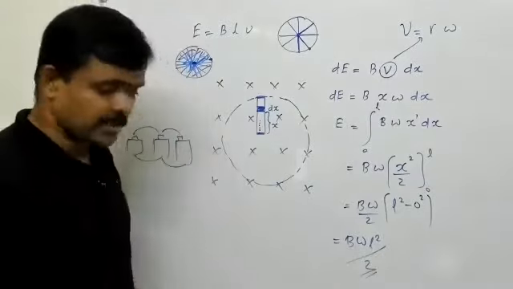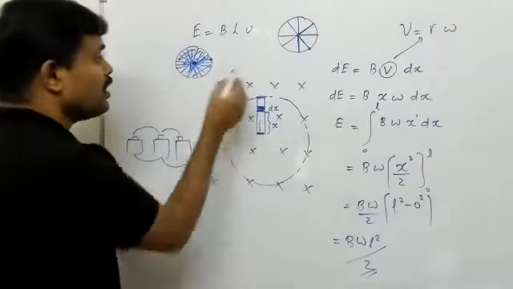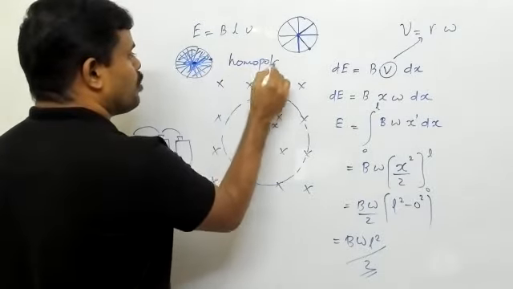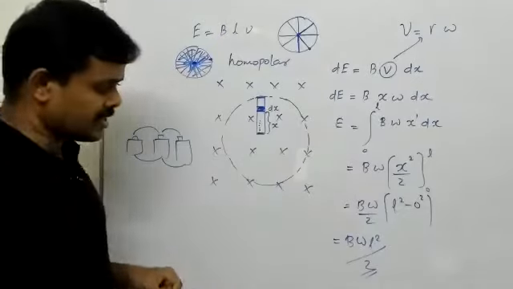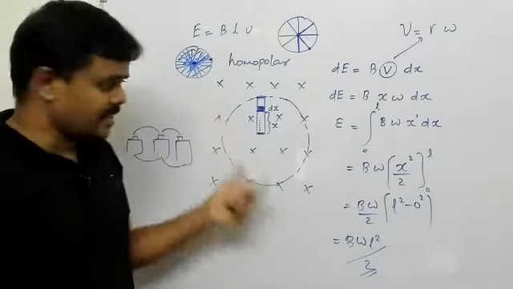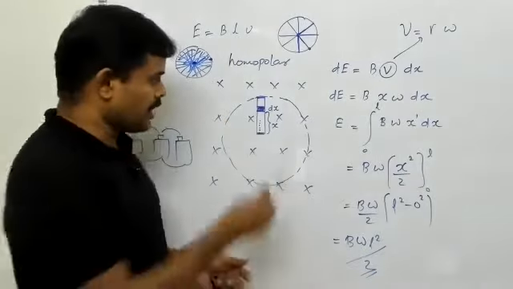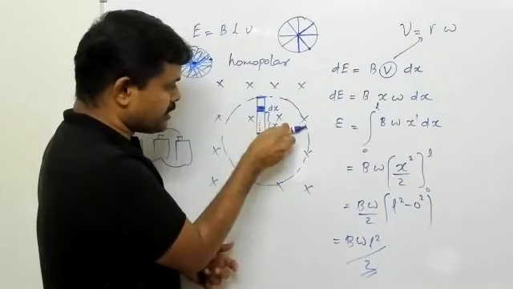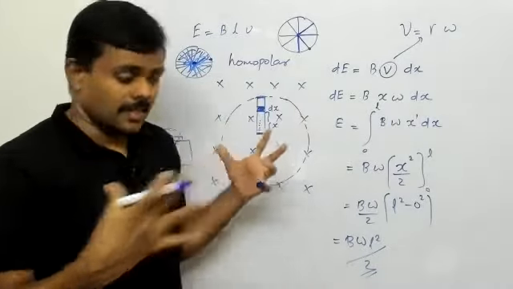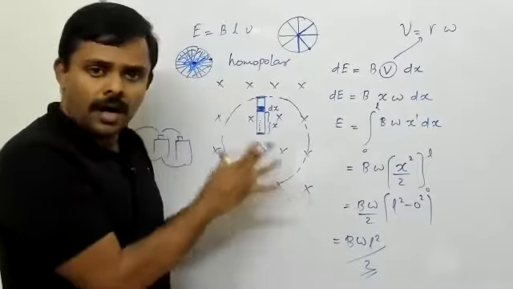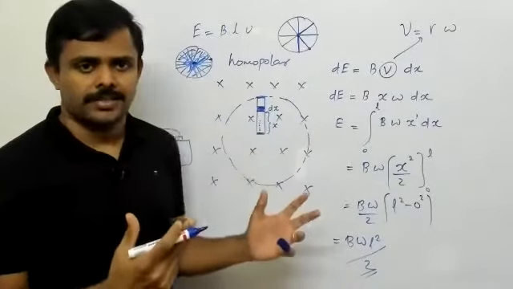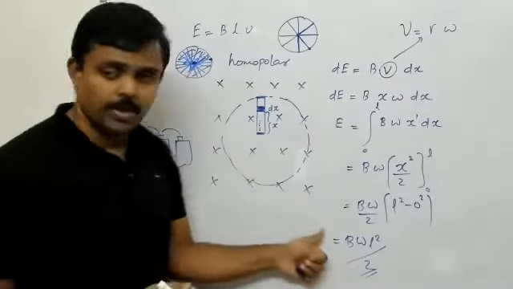That would still be B omega L square by 2, because this is called Faraday's disk generator or homopolar generator. Because the disk is what? The disk is an extension of a rod. I got one rod here, second, third, fourth, fifth, like this. I got an infinite number of spokes. If I got an infinite number of spokes, they'll join together on the circle so as to make it look like a disk. So even for a disk, the EMF is B omega L square by 2.